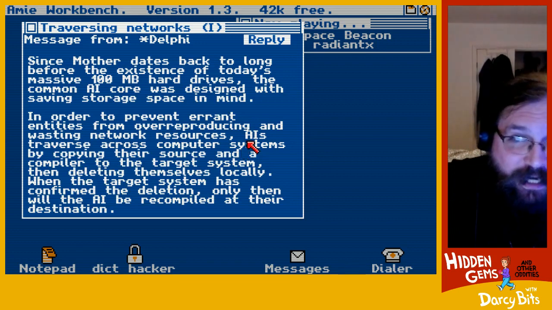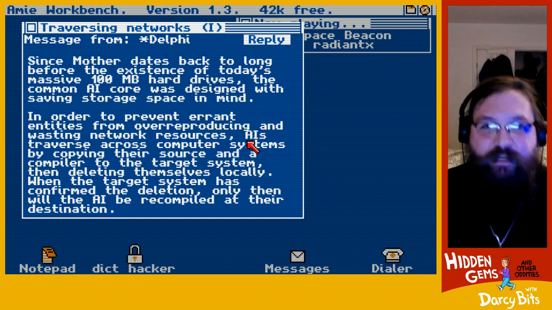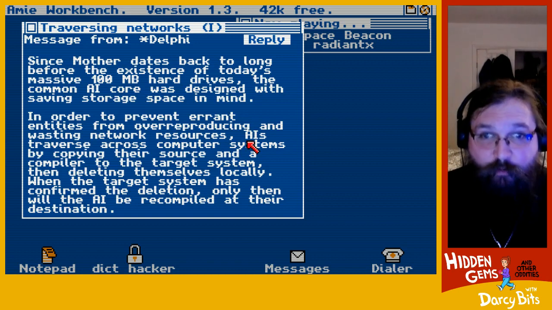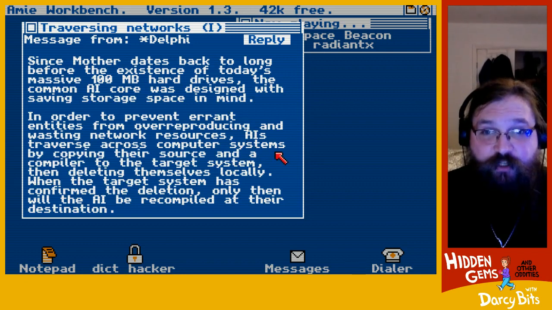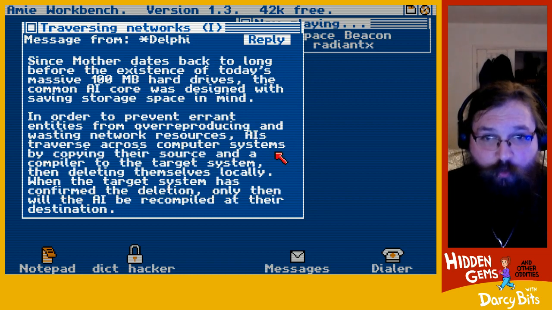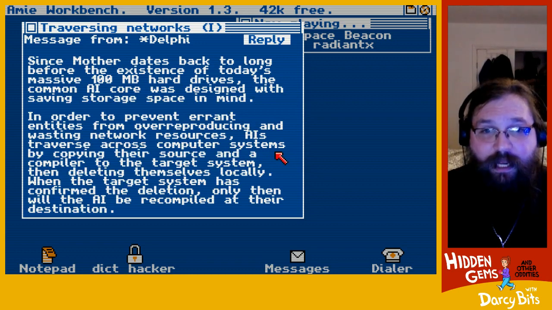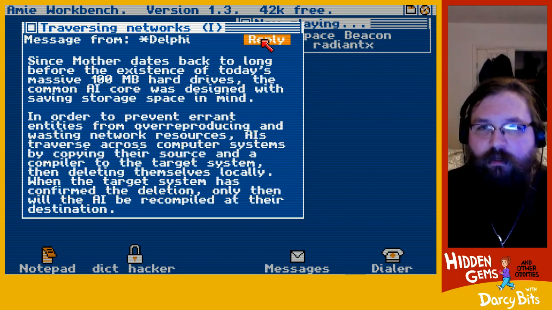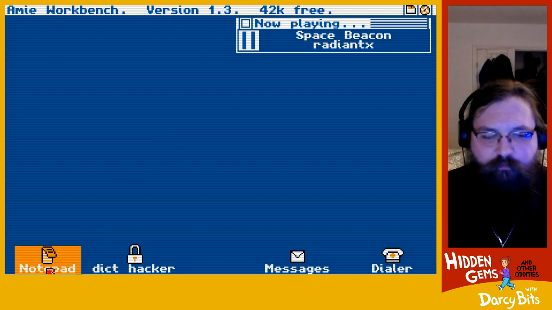Since Mother dates back to long before the existence of today's massive 100 megabyte hard drives, the common AI core was designed with saving storage space in mind, in order to prevent errant entities from overproducing and wasting network resources. AIs traverse across computer systems by copying their source and a compiler to the target system, then deleting themselves locally. When the target system has confirmed the deletion, only then will the AI be recompiled at their destination.